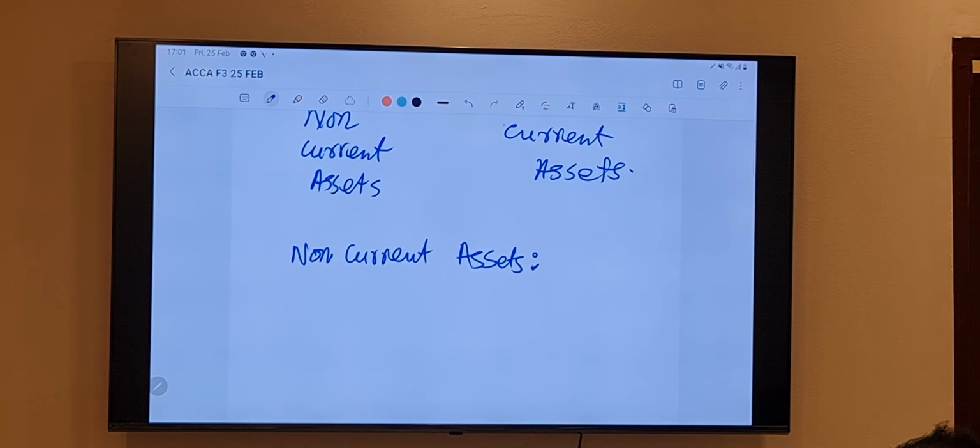Any assets whose benefit we will get for a period more than 12 months, exceeding 12 months, more than 1 year. That is non-current. Now this table, when you buy this table will be with me for like the next 10 years. So there is more than 1 year, then that becomes non-current asset. Clear?